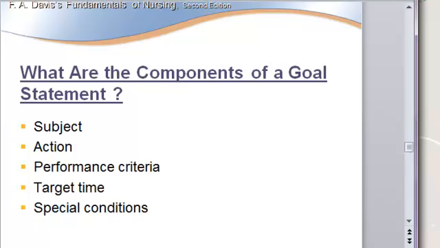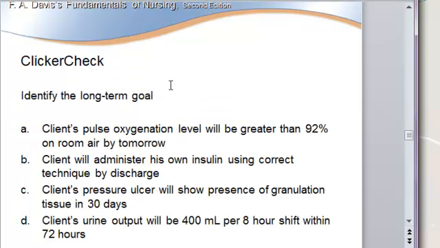And if you go back up to this other slide, look at slide 20 with our clicker check. The client, that's the subject. The action will be greater than. Performance criteria on room air, and our target time, it's by tomorrow. Okay, and if you look at B, client, that's the subject. What is he going to do? He's going to administer his own insulin. Performance criteria is using correct technique, and the target time is by discharge.